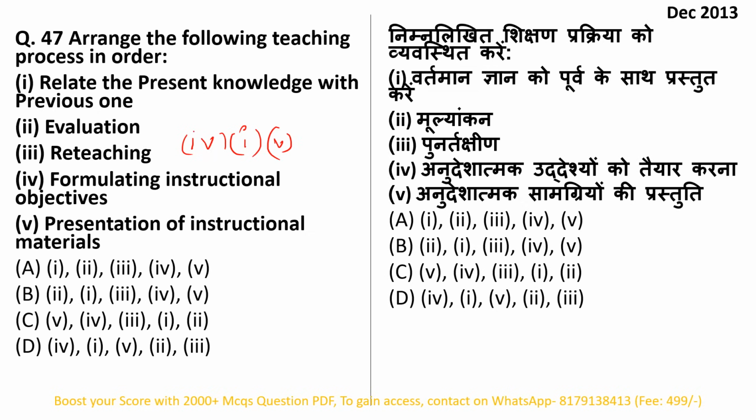Then what will the teacher do? Evaluate. Then the teacher will evaluate, and finally reteach. Evaluation is 2, then comes 3. So 4 1 5 2 and 3. The right answer is option D.